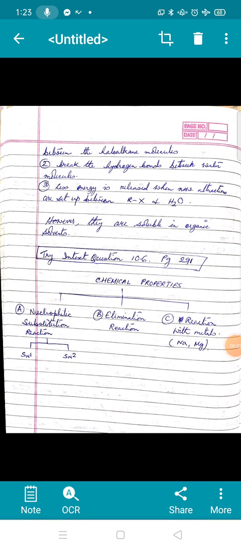Hello students, today we shall take up chemical properties of haloalkanes. So to summarize, haloalkanes undergo three types of reactions, namely nucleophilic substitution reaction, elimination reaction, and lastly reaction with metals. Nucleophilic substitution reaction, as the name suggests, you can understand, the halogen will be replaced by another nucleophile.